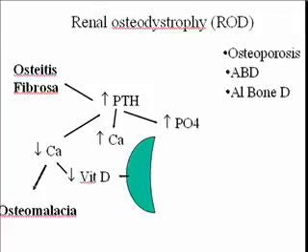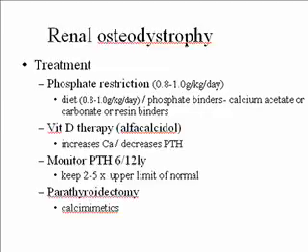ABD refers to adynamic bone disease, as with some patients, when we give them replacement vitamin D, they oversuppress PTH, so it's iatrogenic. And some patients who are exposed to aluminium develop aluminium laydown in the bones, which can weaken the bones. So if patients have renal bone disease, we have four things to do.